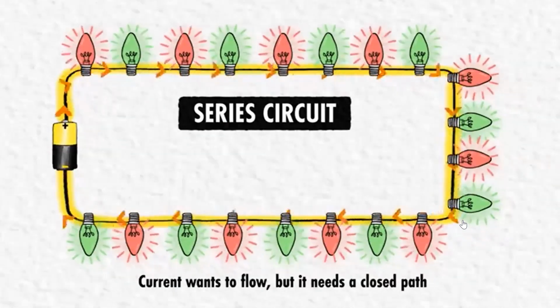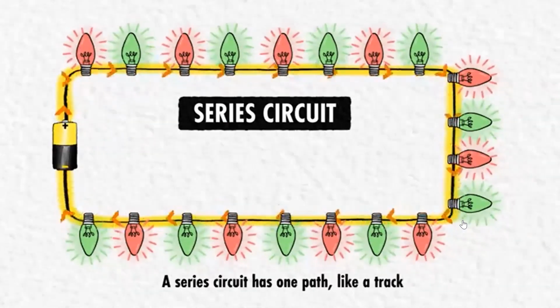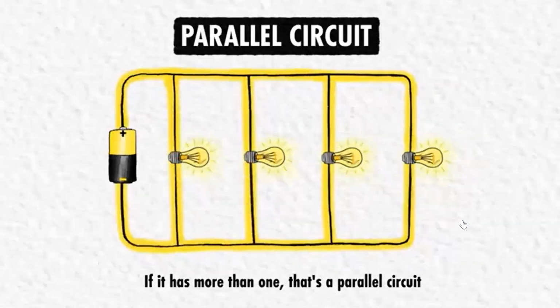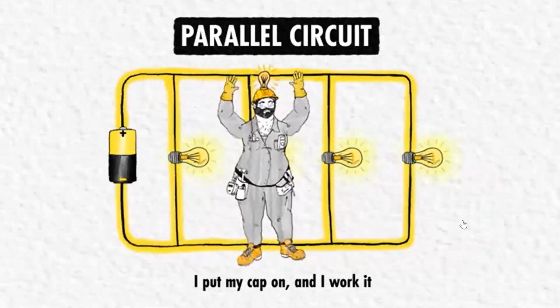Current wants to flow, but it needs a closed path. A series circuit has one path like a track. If it has more than one, that's a parallel circuit. I put my cap on and I work it.